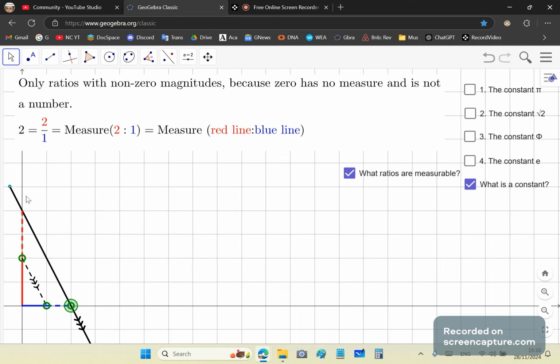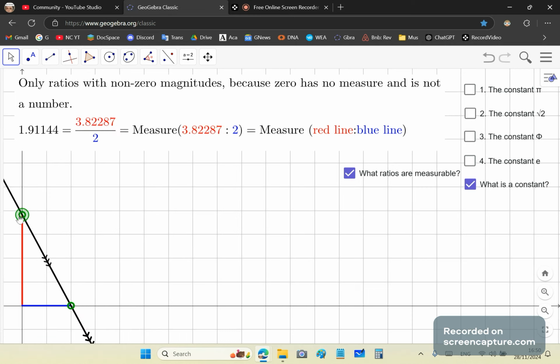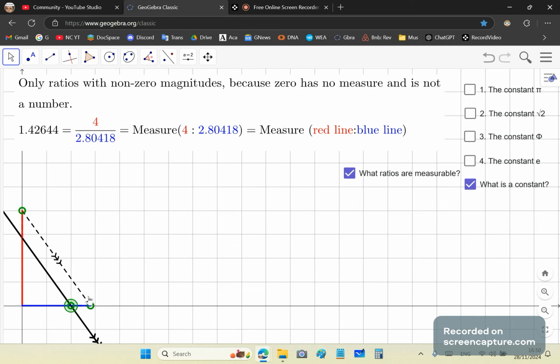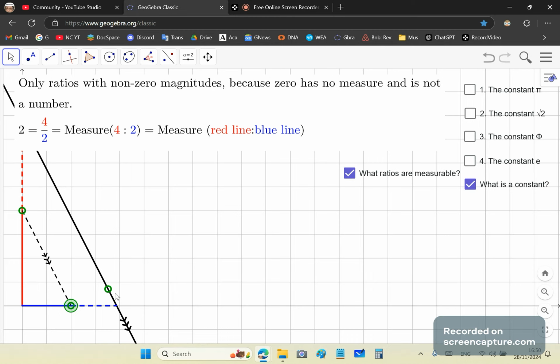Okay, and again, this here becomes the unit. See, this here becomes the unit. Okay, 4 to 2. All right? So you move that away. There you go. See that?